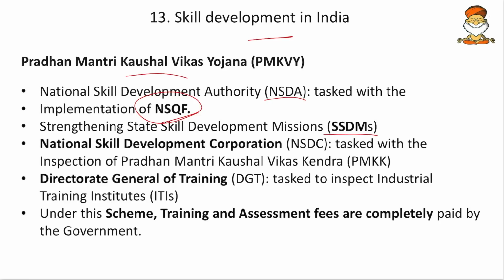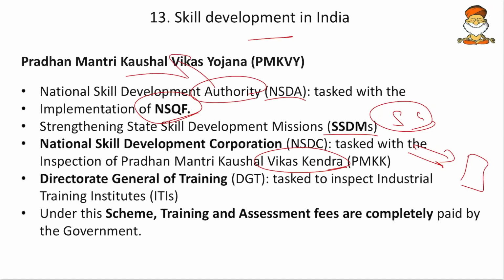So all the state skill development missions will also be taken into consideration. Here we have a center-state coordination, and then the National Skill Development Corporation. That is tasked with the inspection of the Pradhan Mantri Kaushal Vikas Kendras. All those Kendras, that is the ground-level work, will be taken up by the NSDC. So remember, this authority is in the upper-level management, the corporation is at the lower level.